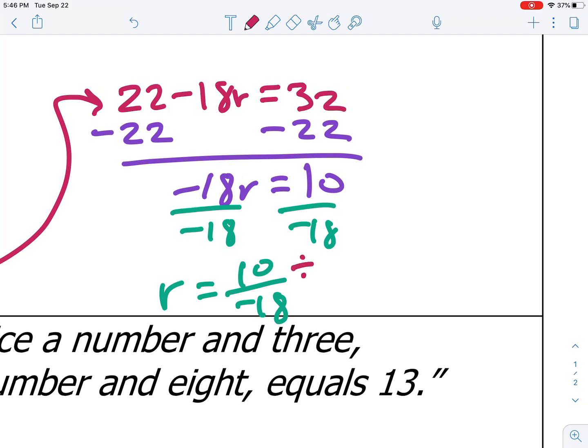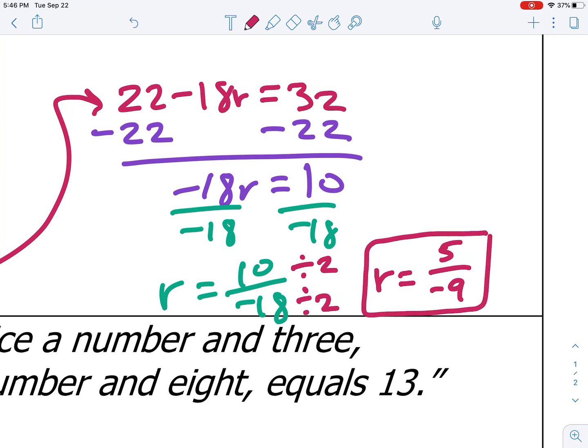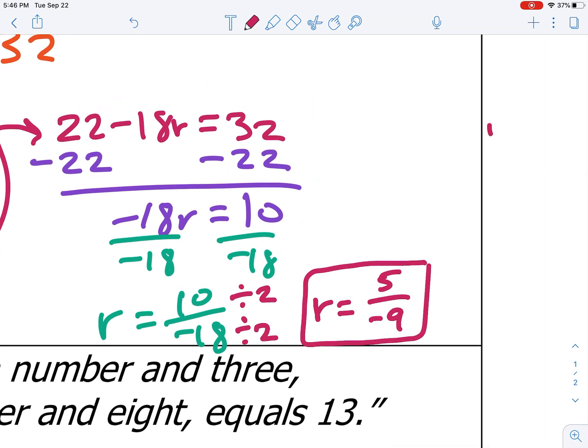Since both of these numbers are even, I can start by dividing by 2. 10 divided by 2 is 5. Negative 18 divided by 2 is negative 9. So the answer is 5 over negative 9. Another way to write the answer is negative 5 over 9. And the last way we can write our answer is with the negative in the front of the fraction. Negative 5 over 9. All three of these forms of the answer are correct, as long as you just have one negative sign to represent that the answer is negative.